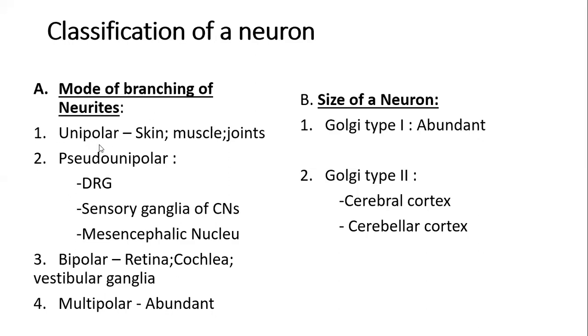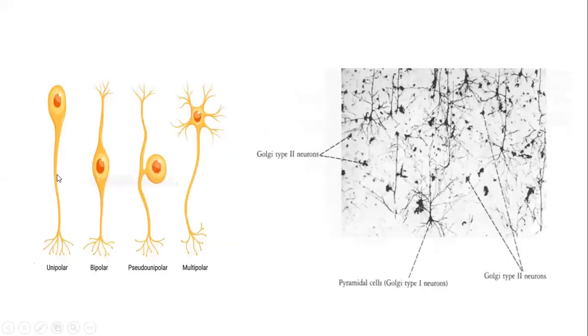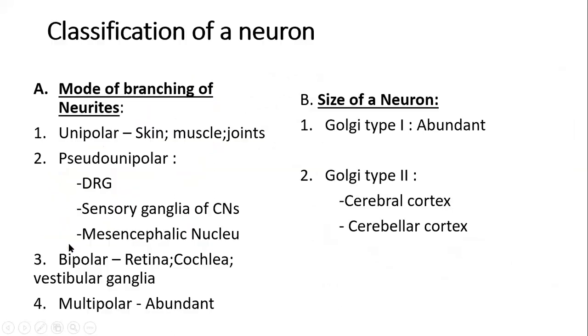So in unipolar type of neurons, we have a single neurite arising from the body of the neuron, that is called soma, and after some distance it divides into several smaller branches. This is called unipolar, having a single process arising from the body and after some distance dividing into smaller branches. Examples: these unipolar type of neurons are commonly found within the skin, muscle, and joints.